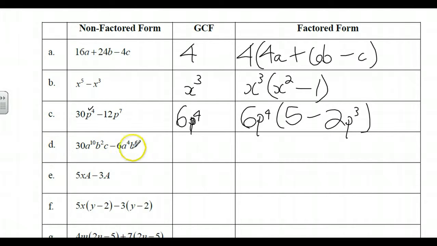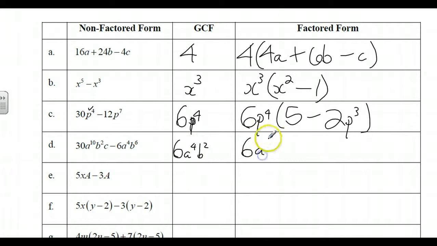Two terms here. The largest number that goes into 30 and 6 is 6. They both have a's, so we go with the smaller a, a to the 4th. They both have b's. We go with the smaller power of b because it'll go into both of them. B to the 6th won't go into b squared. This has a c, this doesn't, so there's no c here.